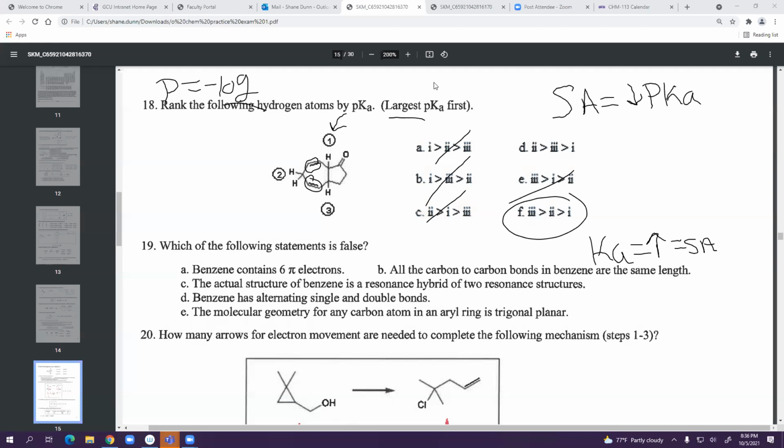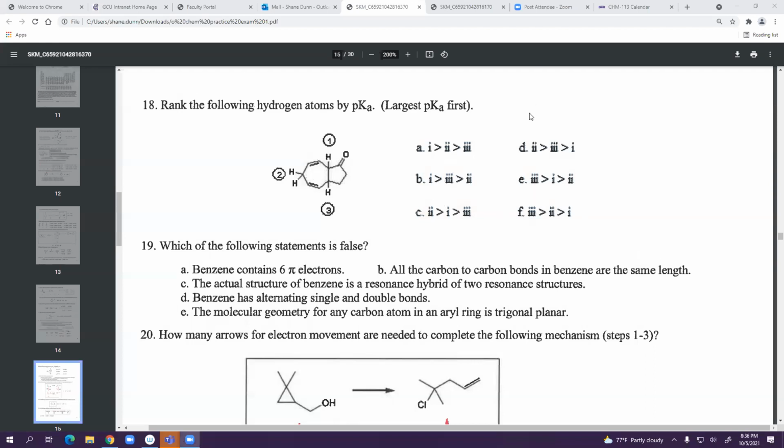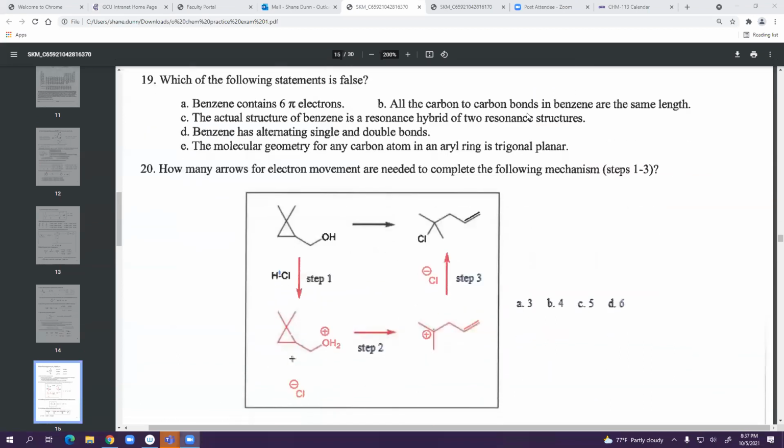Zoomies, does that make sense? Absolutely. That's good. Hopefully it was not sarcasm, because I can't see your face. It wasn't, Shane. You're fantastic.